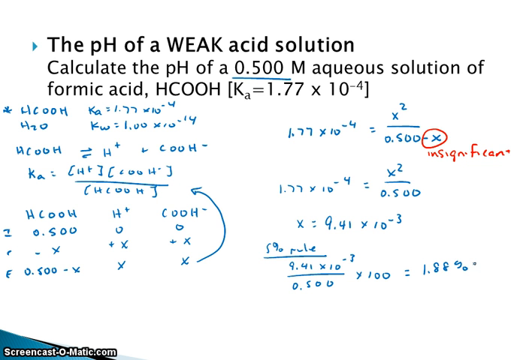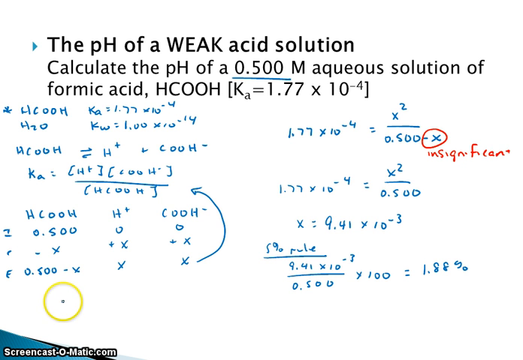Now, if you wanted to prove that, you could go back up and solve it with the quadratic, but with 3 significant digits, you're still going to get 9.41 times 10 to the minus 3, so that makes our problem a little bit easier to solve. Now, we haven't actually solved the problem yet. What we have determined is what the change in our concentrations for our reactants and products are. Now we need to find out what the values are.